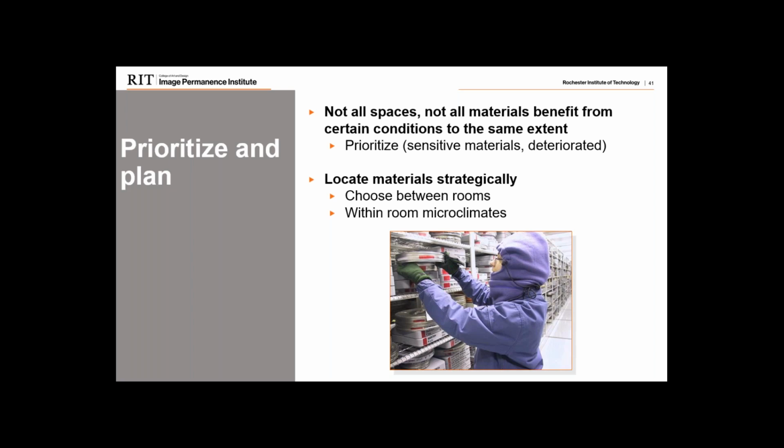Also would recommend that you locate those materials strategically. Some rooms might have lower temperatures, some rooms might have better humidity control. So you can fit the needs to the parameters by locating the materials within different rooms, and also making sure to avoid any harmful microclimates. If you have areas that tend to have higher relative humidities, try to put objects that would be less affected by those in those spaces, or more ideally, don't use them for collection spaces.